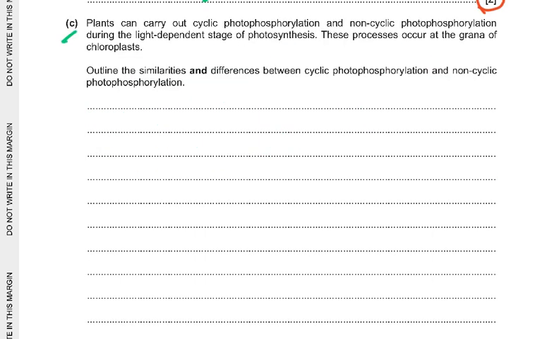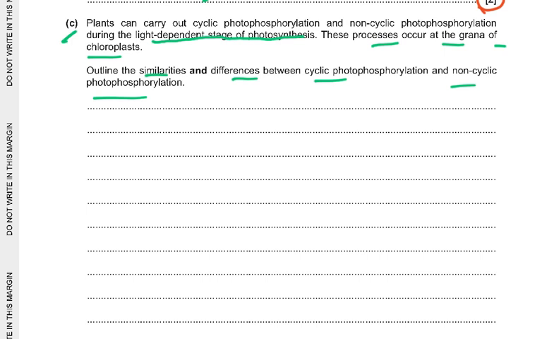Part C. Plants can carry out cyclic and non-cyclic photophosphorylation during the light-dependent stage of photosynthesis. These processes occur at the grana of the chloroplast. Outline the similarities and differences between cyclic and non-cyclic photophosphorylation. Direct question, everybody must know this. I'm sure you all know this. So we can give the similarities. Photoactivation of chlorophyll occurs in both of them. Electrons move along the ETC. Chemiosmosis, ATP produced. These are the similarities, 4 points.